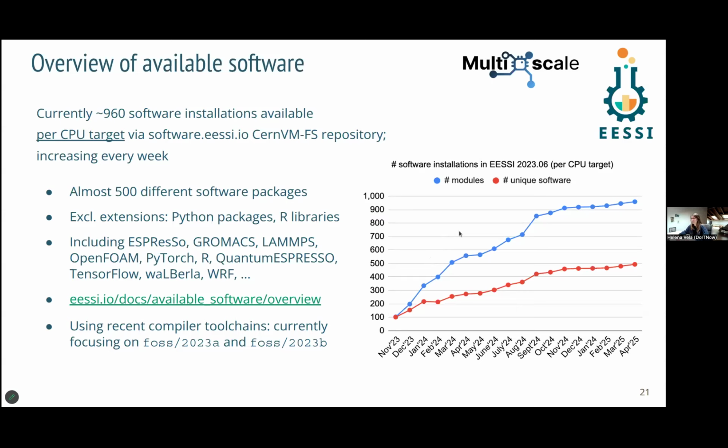And you can check the available software in this webpage. And the aim is to use recent toolchains to compile everything. And right now we are focusing on the FOSS 2023 AMD.